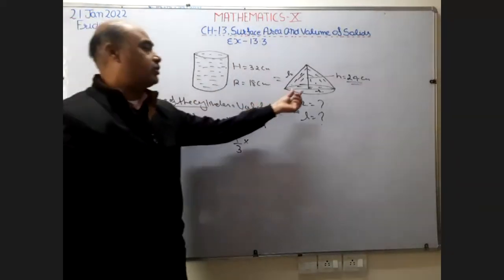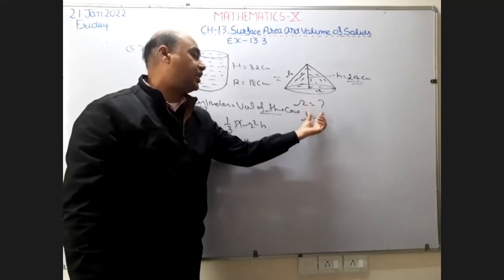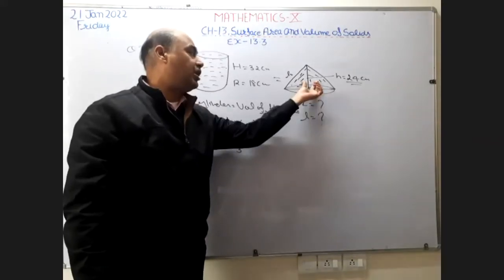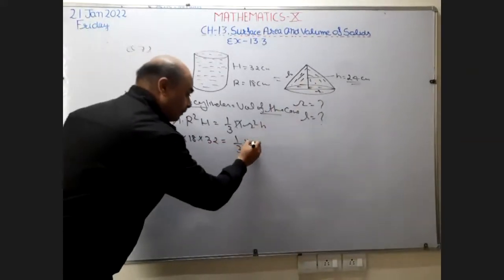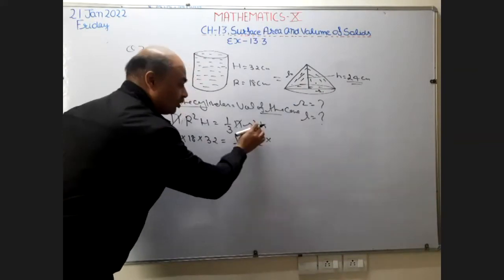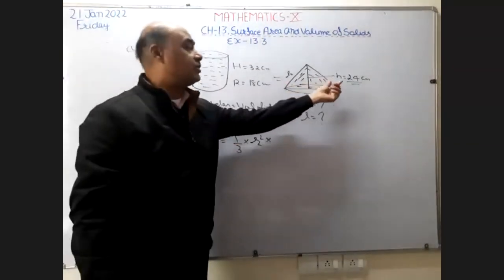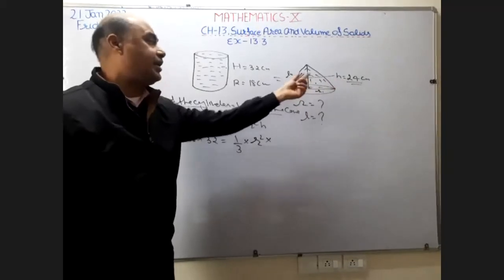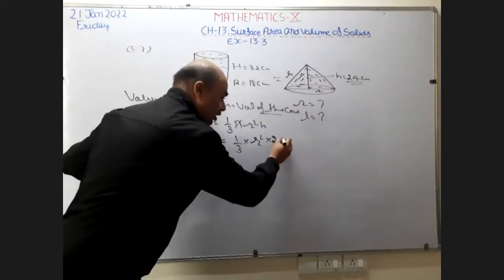The radius of this conical heap is not given. We're going to find the radius and the slant height of this conical heap. R is going to remain the same, so R square is going to remain the same. The height of the conical heap is given as 24 centimeters, so I use this height here and write 24.